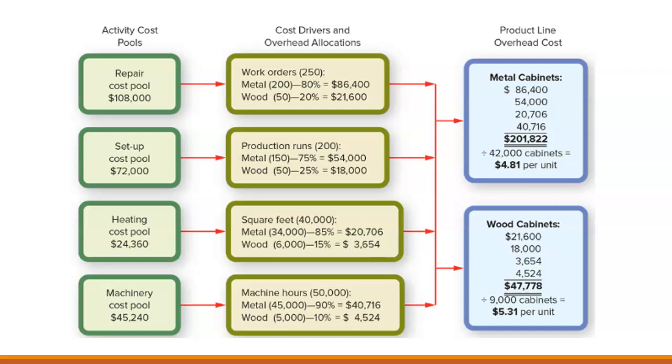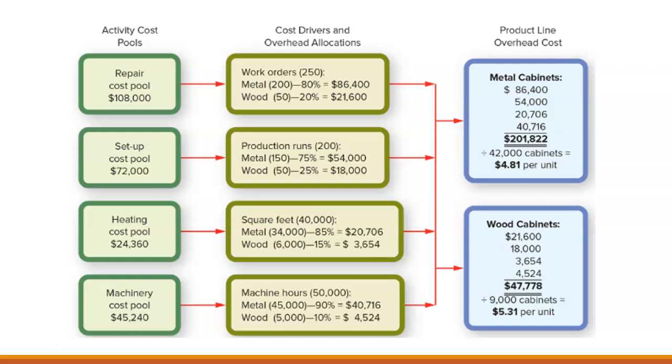So we have the number of production runs for setup. We separate that out by the 200 production runs we run per year. For utility, a common allocation for utilities is the number of square feet in a factory. So we divide out how much square feet we give up to the manufacturing department for metal cabinets and how many square feet the wood department takes. And that's how we're going to separate out how much heat those departments use.